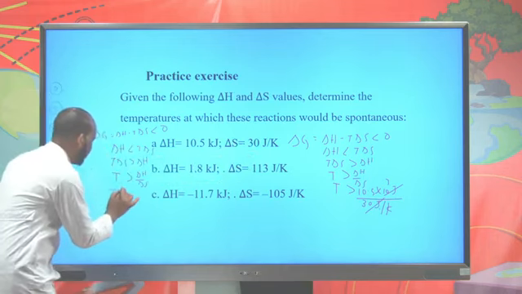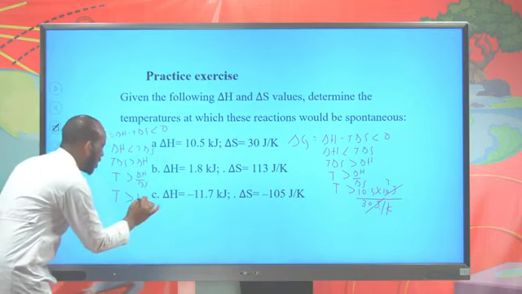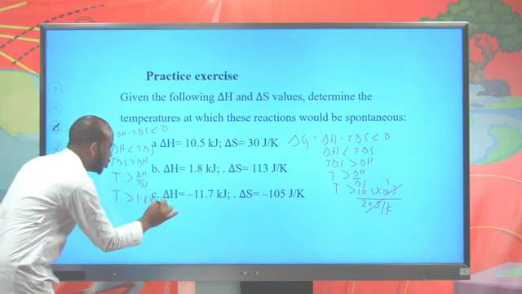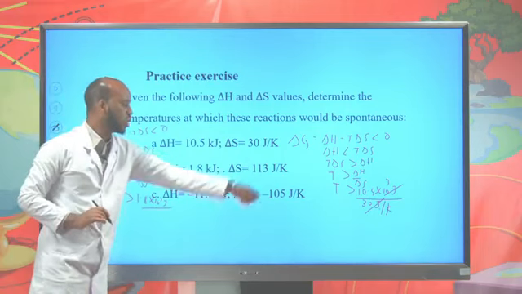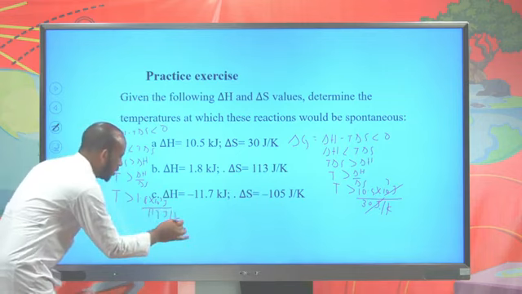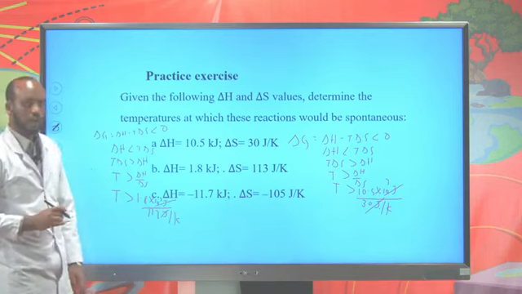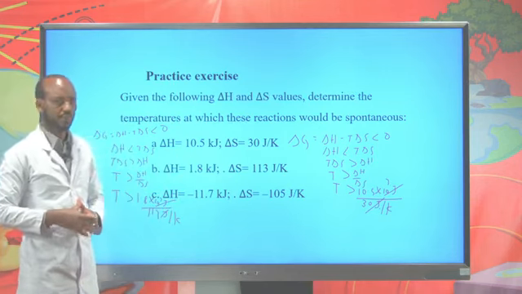For T greater than delta H, which is 1.8 kilojoule, that is 1.8 times 10 raised to 3 joule, divided by delta S, which is 113 joule per Kelvin. Joule will be cancelled by joule. For T greater than this value, this reaction would be spontaneous.